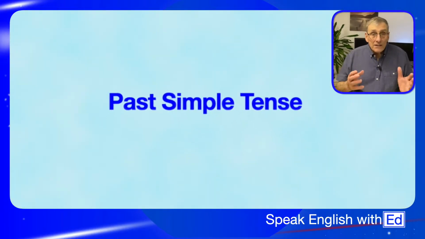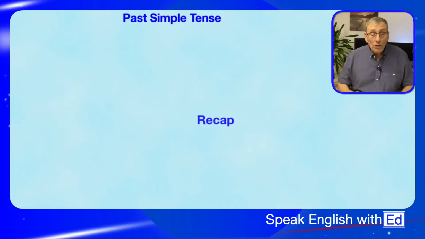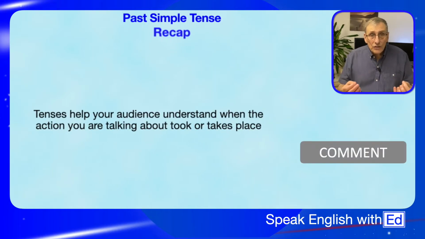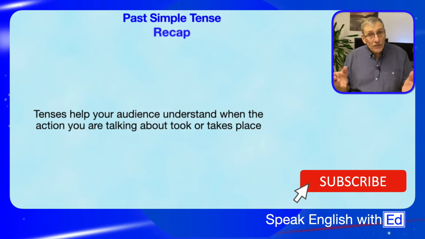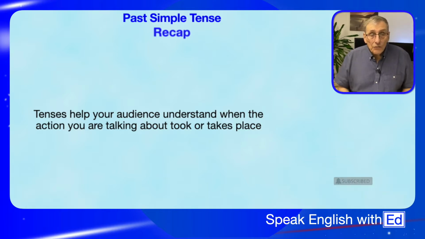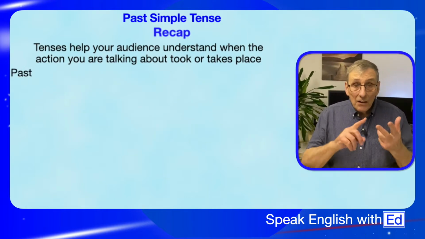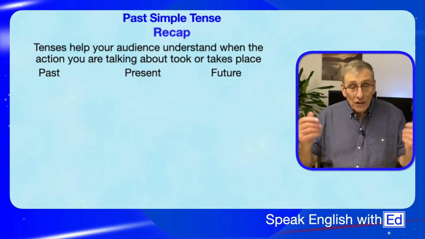The past simple tense. So what is a tense? Let's have a recap and have a look and see. Tenses are the way that you help your audience understand when what you're talking about took or takes place. There are 3 time frames: the past, the present and the future.